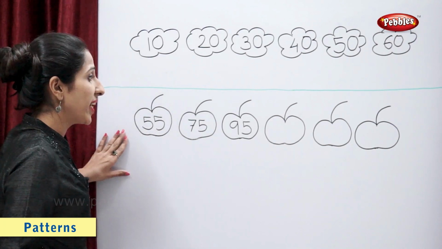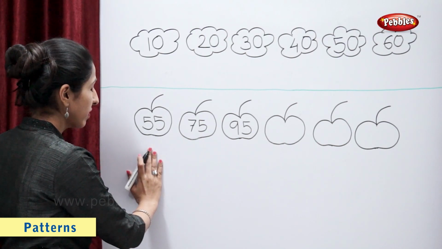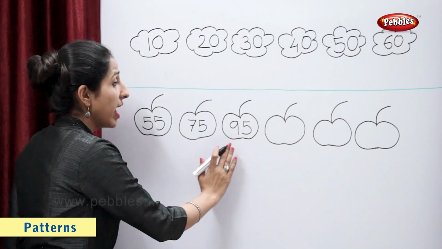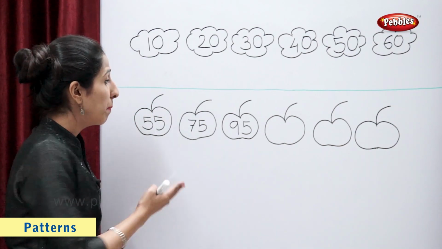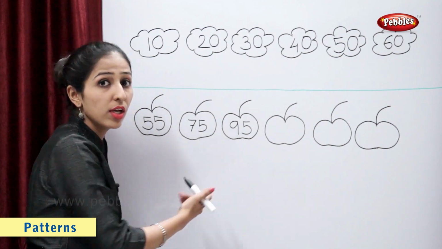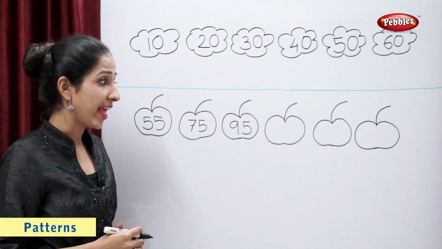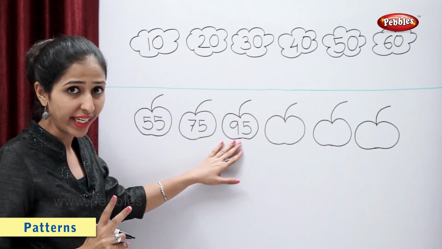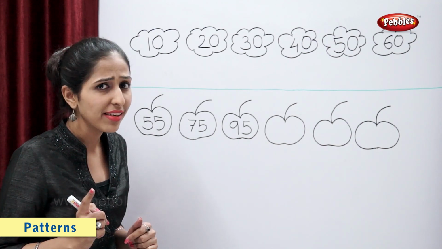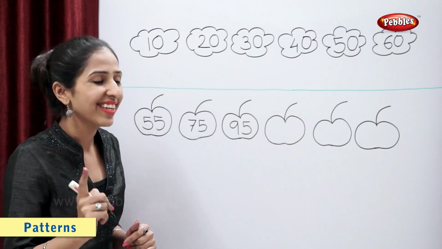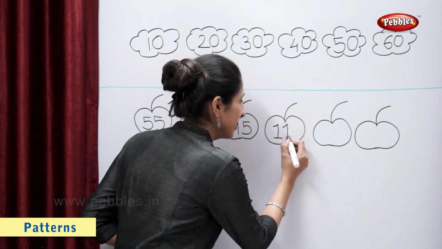Now, let's look at this example. Here, we have number 55, 75 and 95. There is difference of 20 between these numbers. So, tell me which number will come after 95? As there is difference of 20, so, 95 plus 20 is correct. 115.